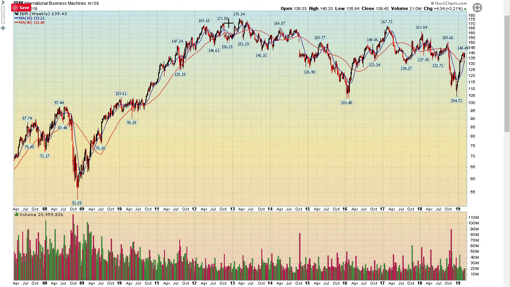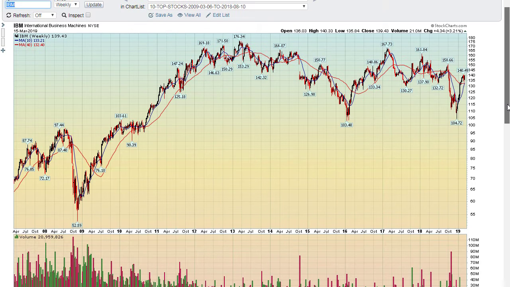You might want to try to trade levels, say, hey, this is a high level, this is a low level, and try to trade in between. But really, it's a difficult chart to trade. And compare that to some other charts.